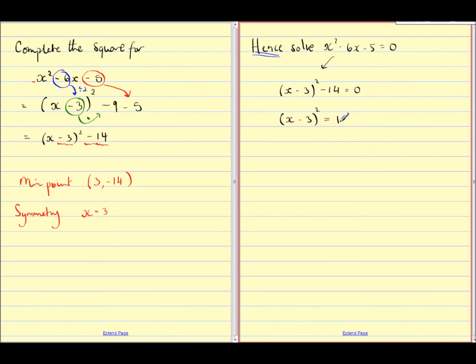Once we've done that, we're then going to square root it. And at A level, you need to be very careful that you state it has both positive and negative solutions. And then all that's left to do is to move the 3 across. So we end up getting x equals 3 plus or minus root 14. And that's the exact solution that you'd leave.